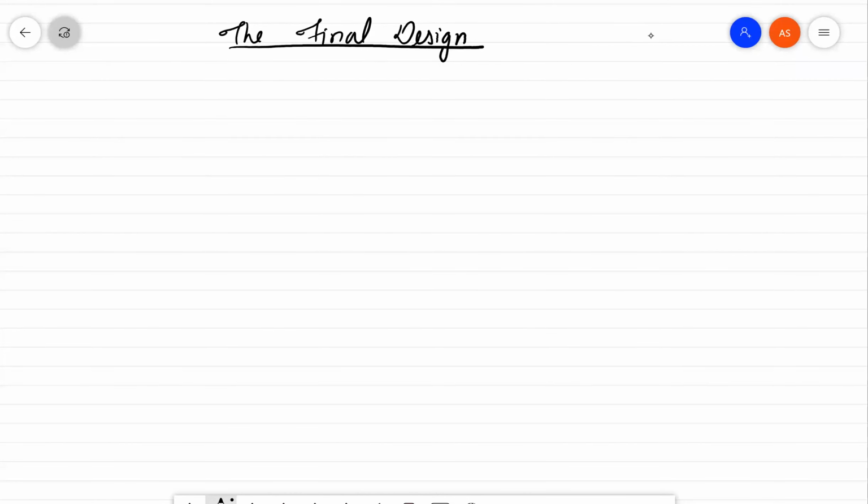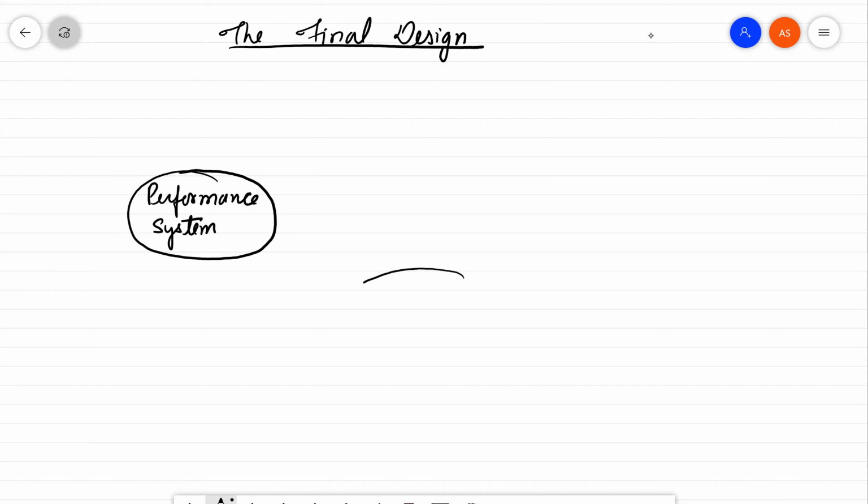The last step of designing a learning system is the final design. The final design is divided into the four modules of a program. The first module is the performance system, and the next module is the critic.